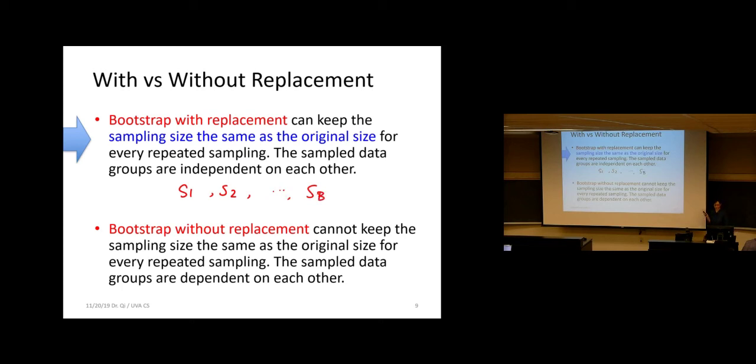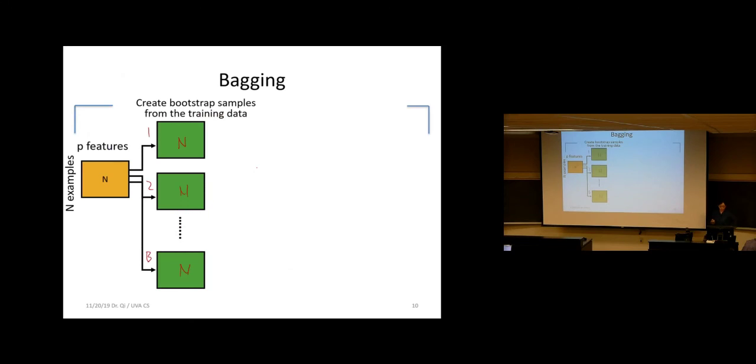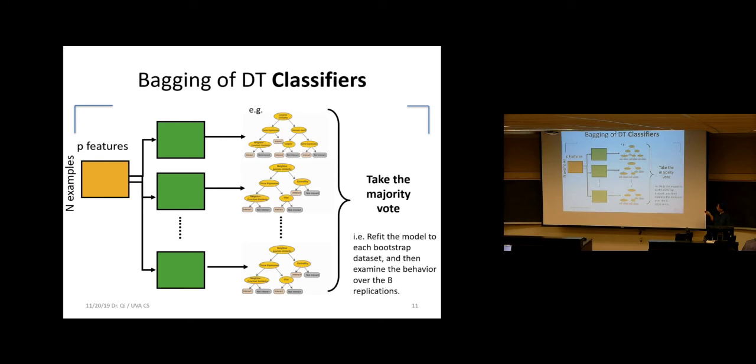All right, okay. So then you create S1 through SB, and on each bootstrapped training set, you train a model. You just train a decision tree model, and you get B models. These are B different tree models. And then you put all these decisions together.